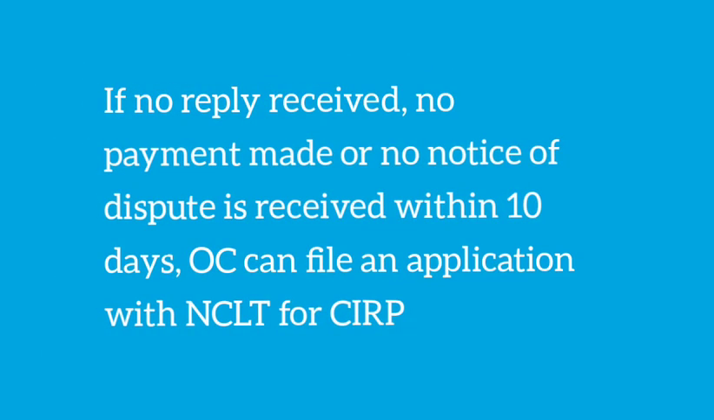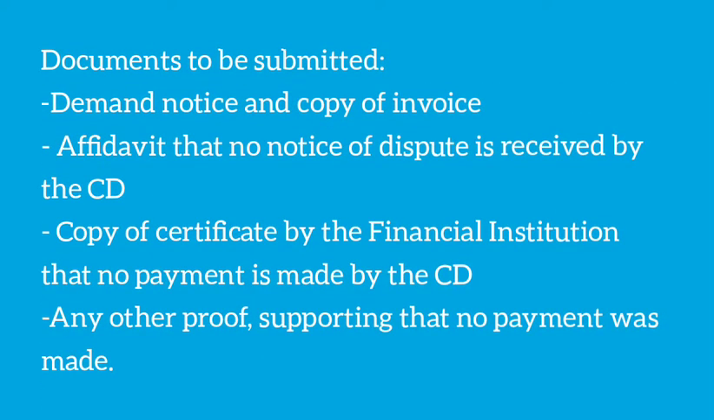Now, if no reply is received, or no payment is received, or no notice of dispute is received by the corporate debtor within 10 days, the operational creditor can go ahead and file an application with the NCLT for initiating a CIRP process. Along with the application, the operational creditor has to submit the following documents.